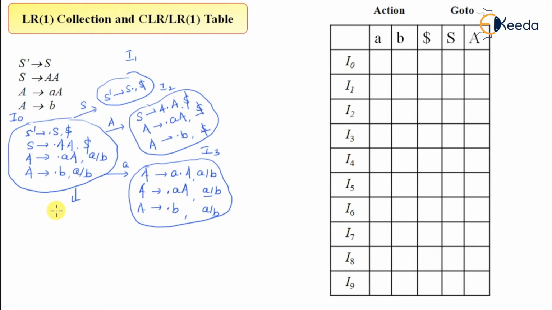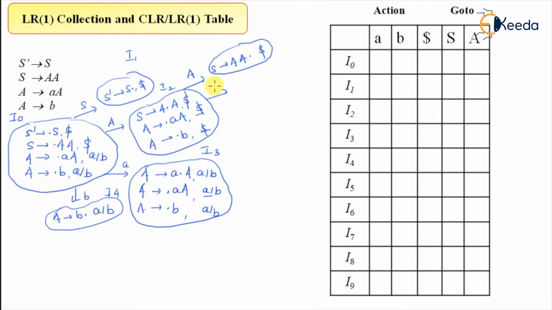On input B, what will it become? A derives B dot followed by, just copy this symbol, a or b, and that is your I4 state. On input capital A, this will become S derives AA dot followed by dollar. Just copy the follow symbol, don't change it. The only case where it will change is when you are doing the closure operation.